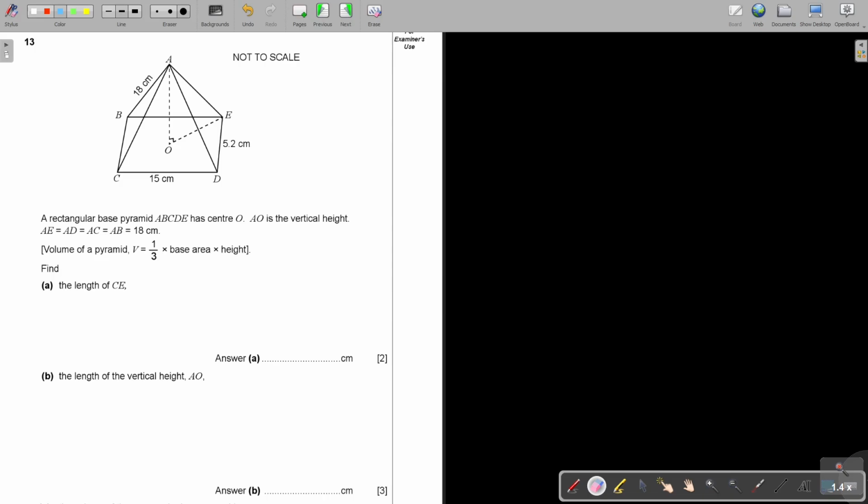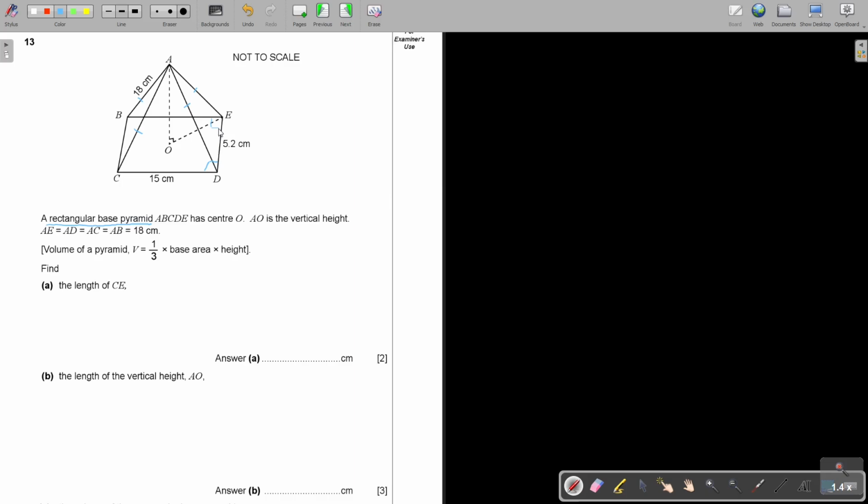A rectangular base pyramid ABCDE has a center O. OA is the vertical height and AE, AD, AC and AB are all 18. Very important that all these are equal. Also remember it's a rectangular base pyramid. That means that these angles here are all 90 degrees, although it doesn't look like that.